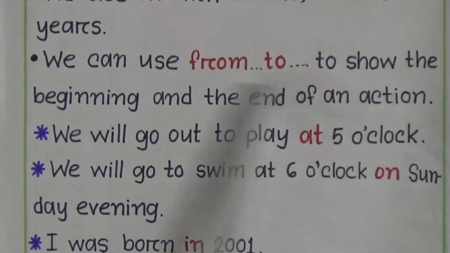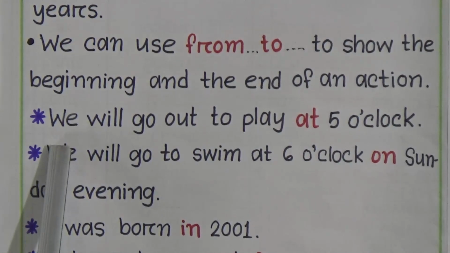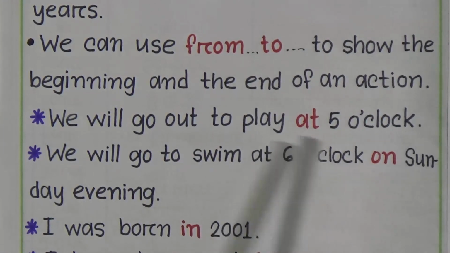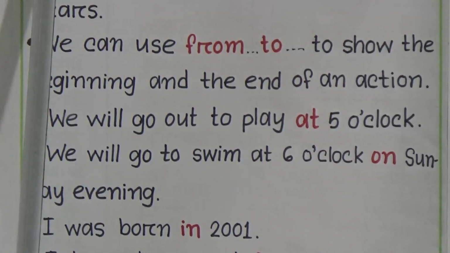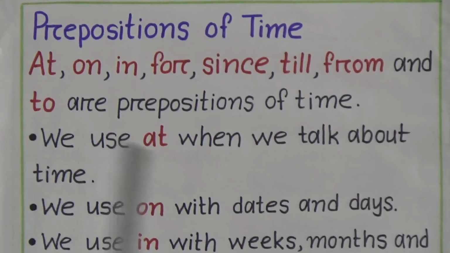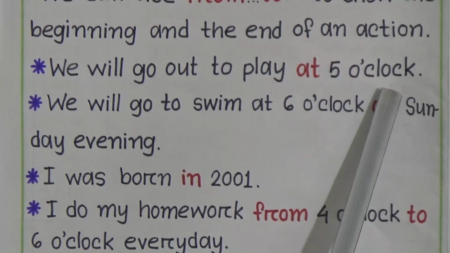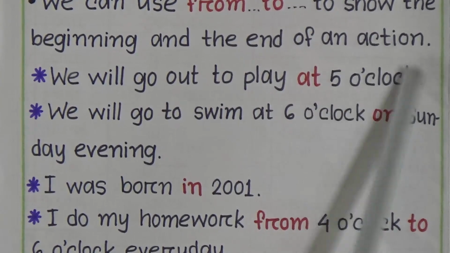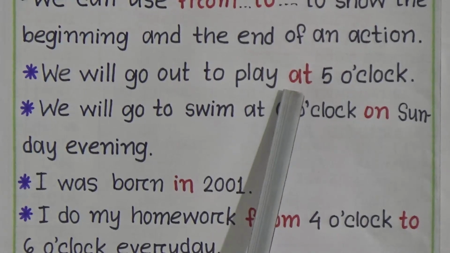Now we'll practice some exercises and we'll discuss why we use these prepositions. Look, first example: we will go out to play at 5 o'clock. Students, can you say why we use at as the preposition here? Our first rule is we use at when we talk about time. Here in the example, we find 5 o'clock, the mention of time. So before time, we have to use the preposition at.